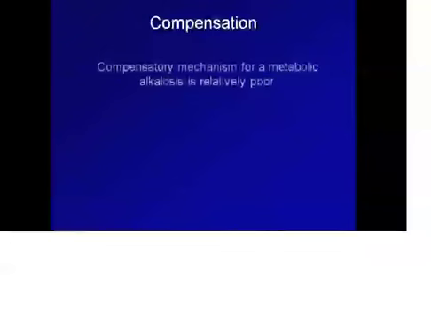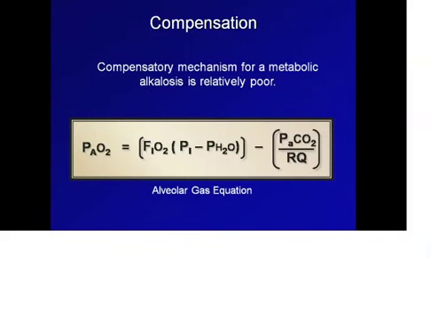The second additional aspect of compensation I need to mention is that the body's compensatory mechanisms for a metabolic alkalosis is relatively poor compared to that of the three other major classes of acid-base disorders. As I recently mentioned, the body compensates for metabolic alkalosis by decreasing ventilation and thus increasing PCO2. If you remember the alveolar gas equation shown here, you might see that by increasing PCO2, PAO2 will necessarily decrease. That is, the partial pressure of oxygen in the alveolar space will be low, which will result in a lower arterial partial pressure of oxygen.